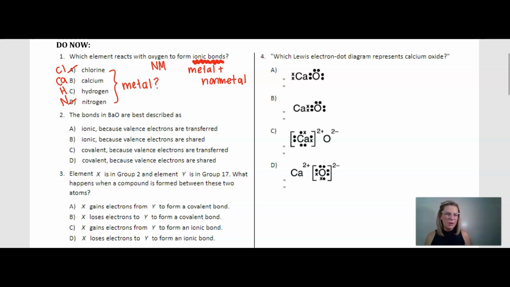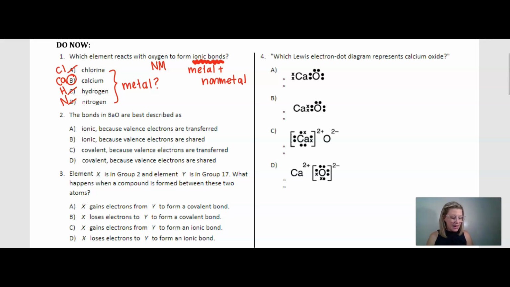Now, we're left with two answers here, calcium and hydrogen, and only one of them can be a metal. But don't fall prey to this trick. Remember we said, even though hydrogen is in group 1, it's actually classified as a nonmetal. So therefore, our metal is calcium.